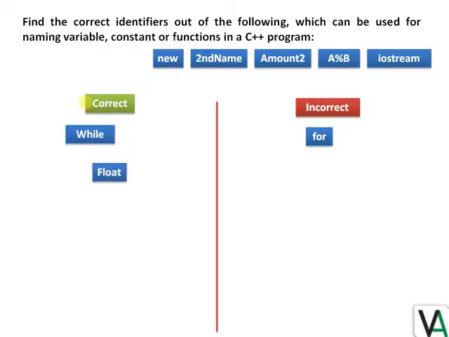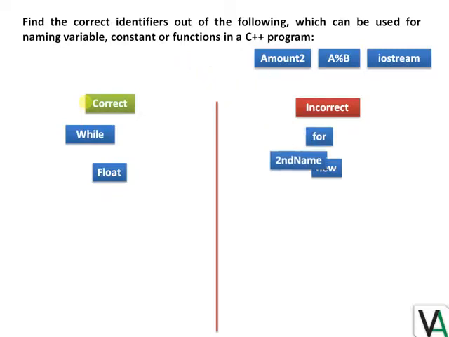New is an operator, or we can say the keyword, which is used to allocate memory dynamically to a variable, and it is useful while dealing with linked lists, so it is also incorrect to give a name like this. Second name, over here the identifier name is starting with a digit, and I have discussed in the rules that a variable name or any identifier name cannot start with a digit, so it is also incorrect.